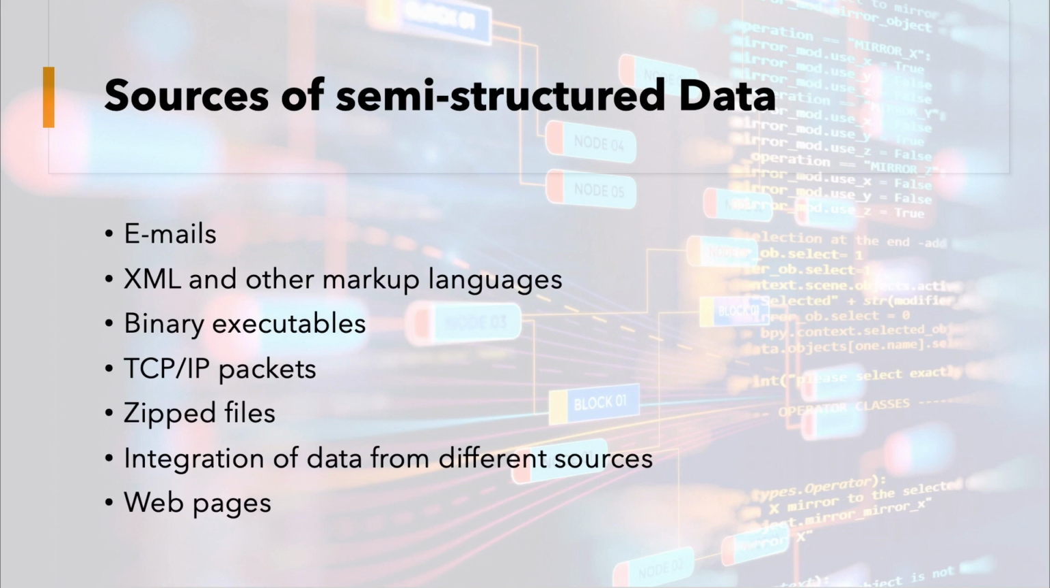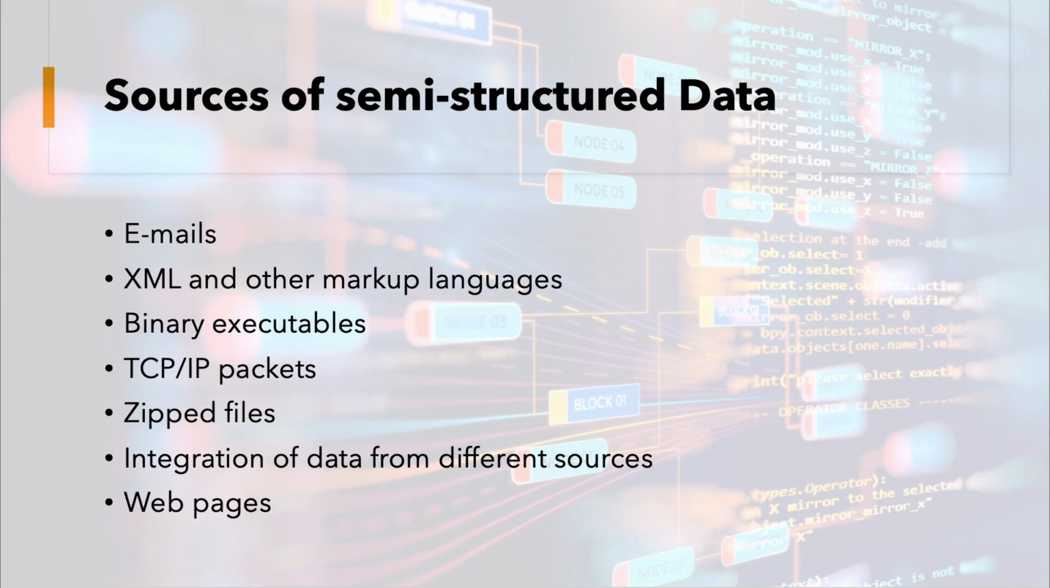Now, what are the sources of semi-structured data? Emails, XML files, binary executable files, TCP/IP packets, zip files, integration of data from different sources, and web pages. And what are the types of semi-structured data you might have dealt with? You might have dealt with XML files, JSON files, Parquet files or Avro files. These are the different types of semi-structured data available, and the industry is using these types of data.